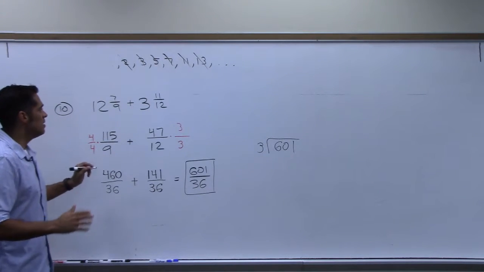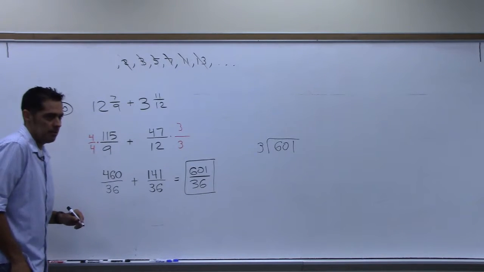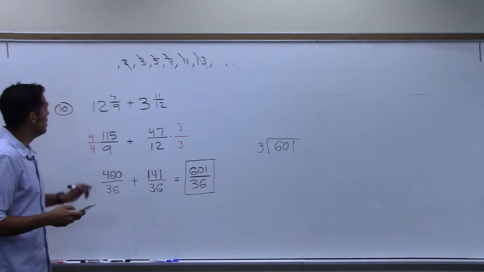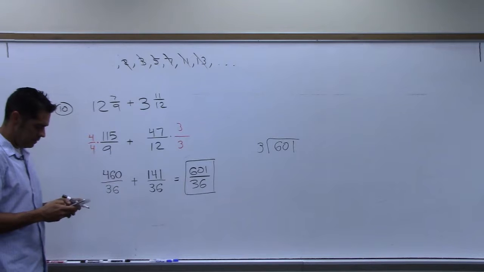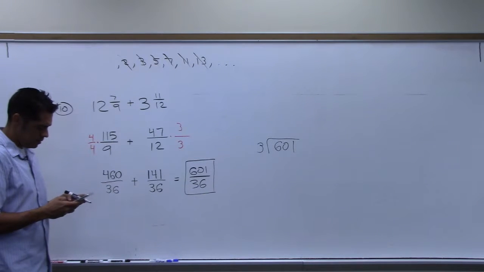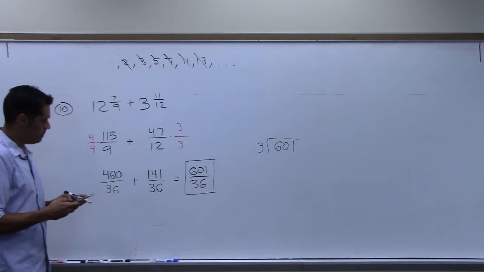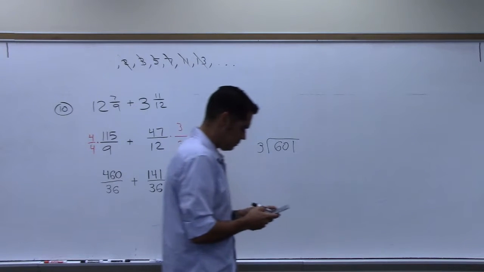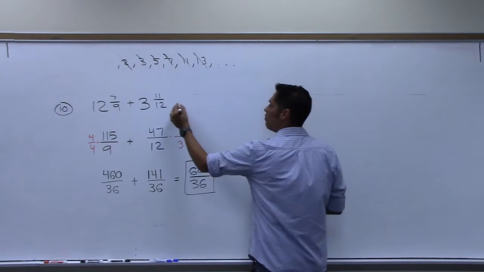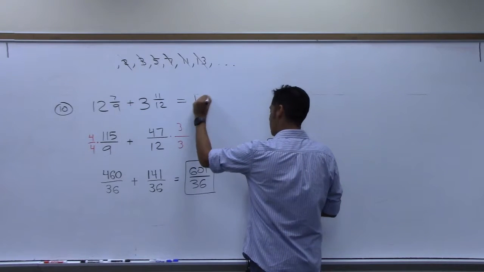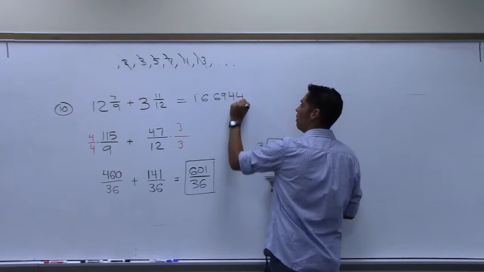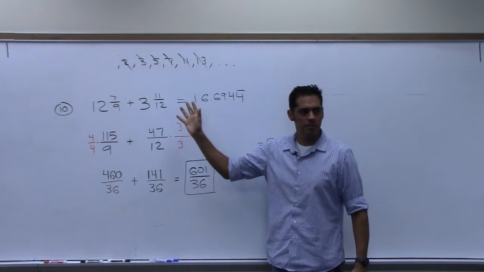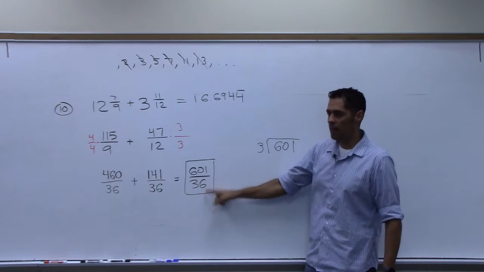What I don't want to see on the test is, let me get my calculator here. I just don't want to see this: this is equal to 16.6944, like that, without any work shown or anything. All right? Because this is the correct answer if you convert that to a decimal.